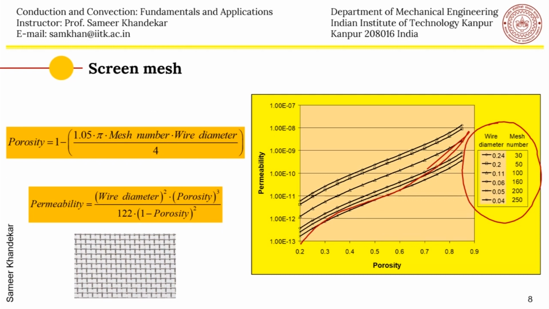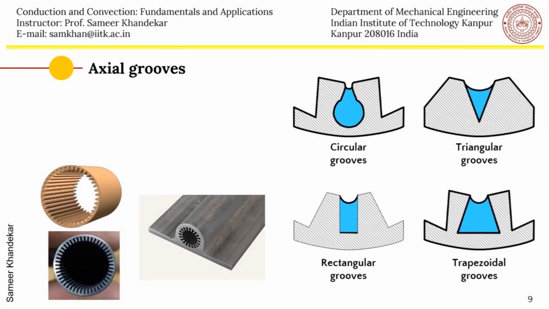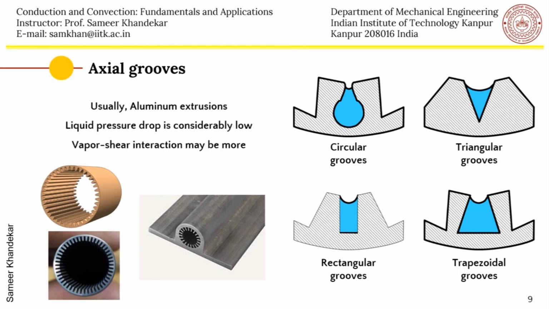These are axial grooved, usually aluminum extrusions. As I was telling you, the liquid pressure drop here is considerably low. So that is one of the aims, because as you know, the liquid has to be brought from the condenser to the evaporator. And if the liquid is filled up in grooves like this, of different cross-sectional areas, you can have circular grooves, triangular grooves, trapezoidal grooves, or rectangular grooves.